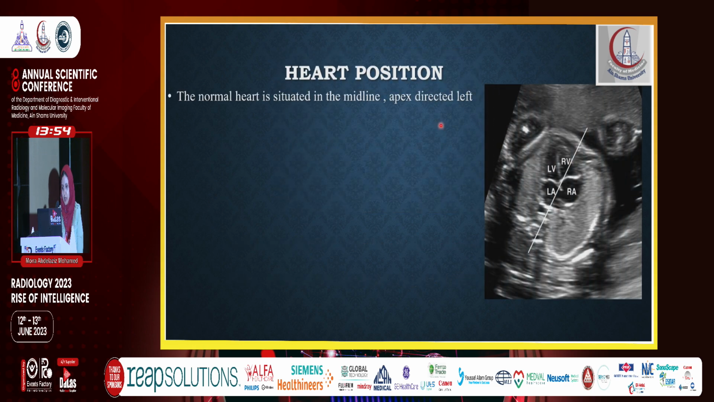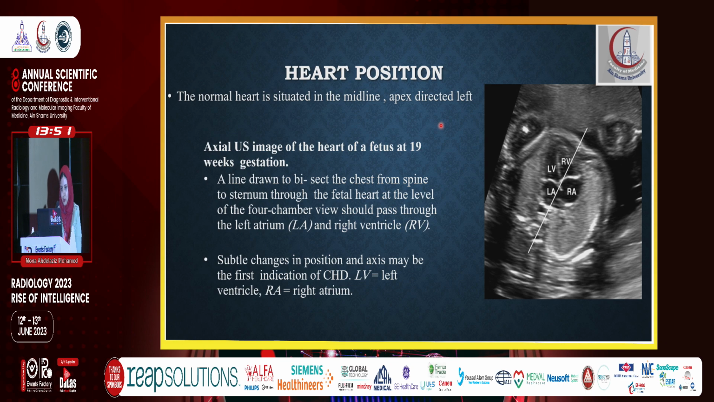Second, we can determine the heart position at the four-chamber view. The normal heart is situated at the midline and the apex is directed to the left. This is an axial ultrasound image of a fetus at 19 weeks gestation. To determine the heart position, we should draw a line. This line should bisect the chest from the spine to the sternum and pass through the fetal heart. This line should pass through the right ventricle and the left atrium, and any subtle changes in the position or the axis may be the first indication of congenital heart disease.